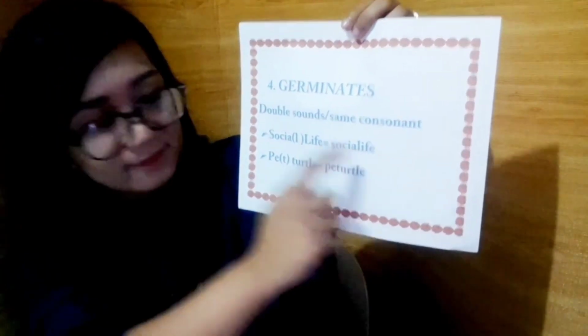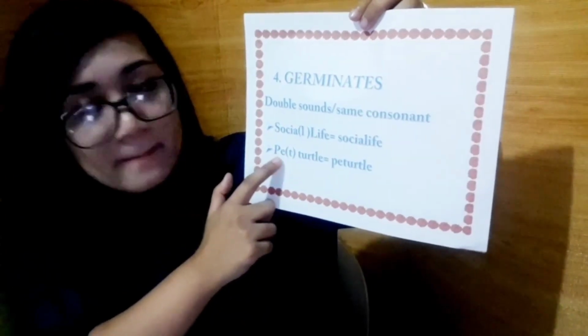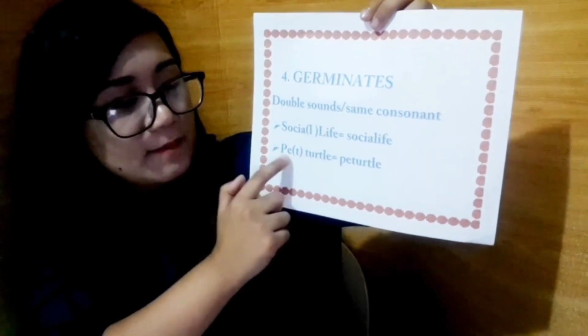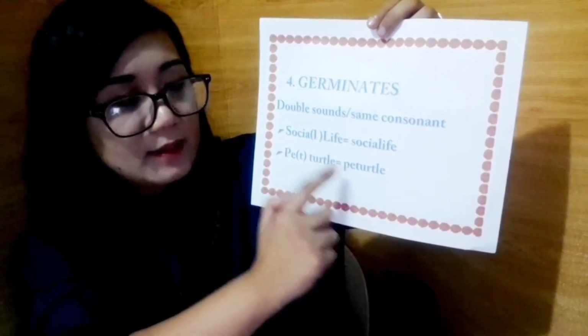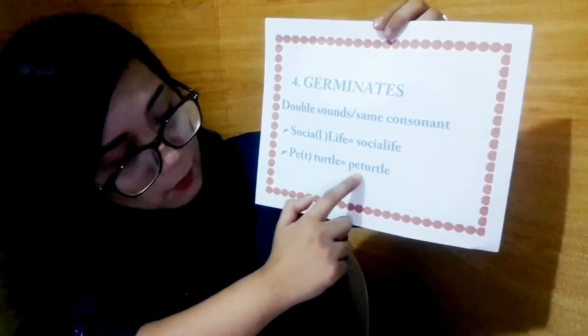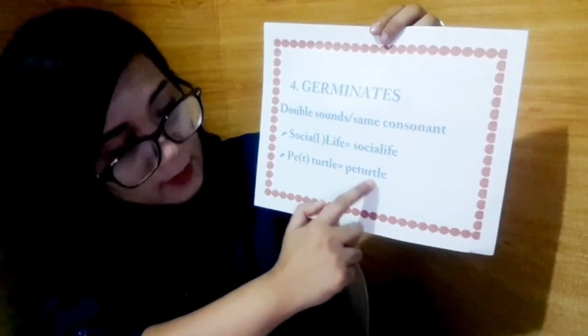Another example. Pet turtle. Now let's try. Pet turtle. So there's no pause between pet and turtle, social and life. Okay, so let's have a recap. The first one is assimilation, intrusion, elision, and germinates.